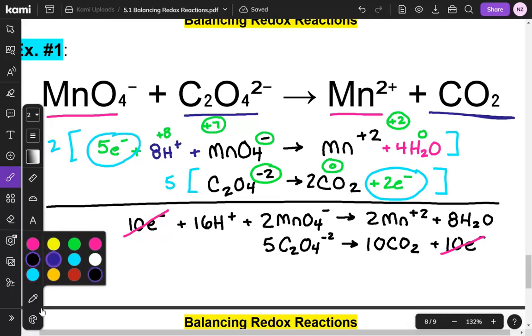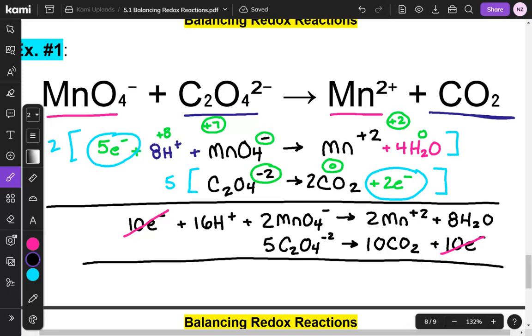Okay, now we're going to write our final reaction. Anything that is on the reactant side will combine. Anything on the product side will combine. So on the left-hand side of our reaction, we have these 3 species. So we have 16 hydrogens. We have 2 MnO4 minus. And then we have 5 C2O4.